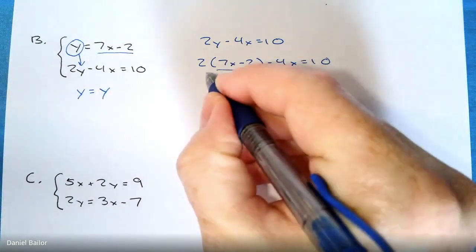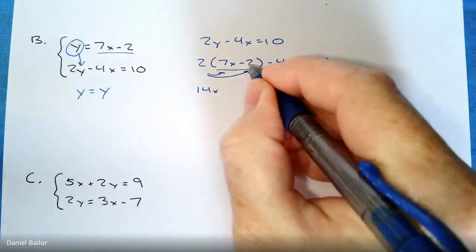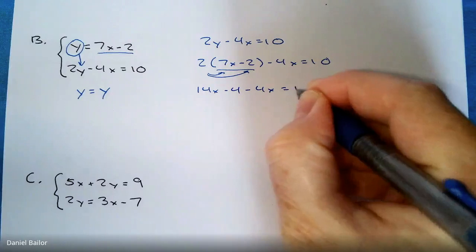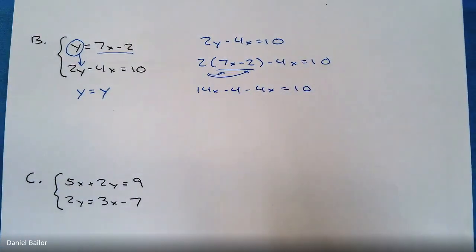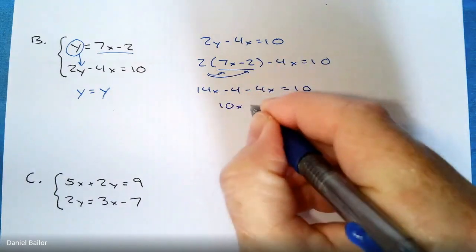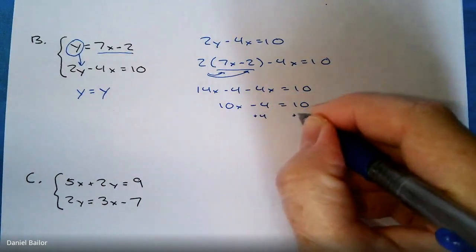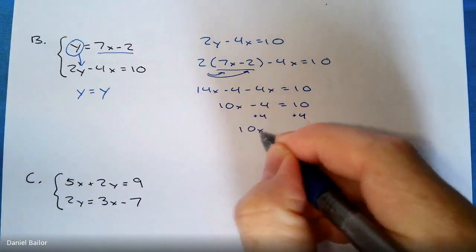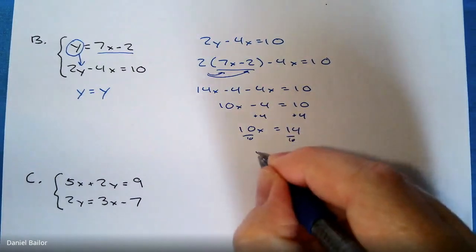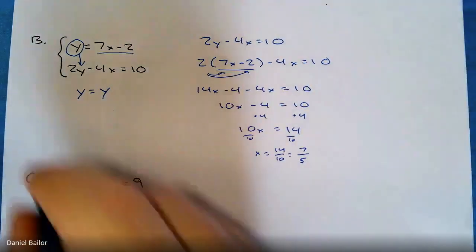So let's solve this. I need to use the distributive property first. 2 times 7x is 14x. Minus 2 times 2 is negative 4. Minus 4x equals 10. Now I'm going to combine my like terms. 14x minus 4x gives me 10x minus 4 equals 10. I'm going to add 4 to both sides, so I get 10x equals 14. I'm going to divide by 10. I get x equals 14 tenths, which simplifies to 7/5.